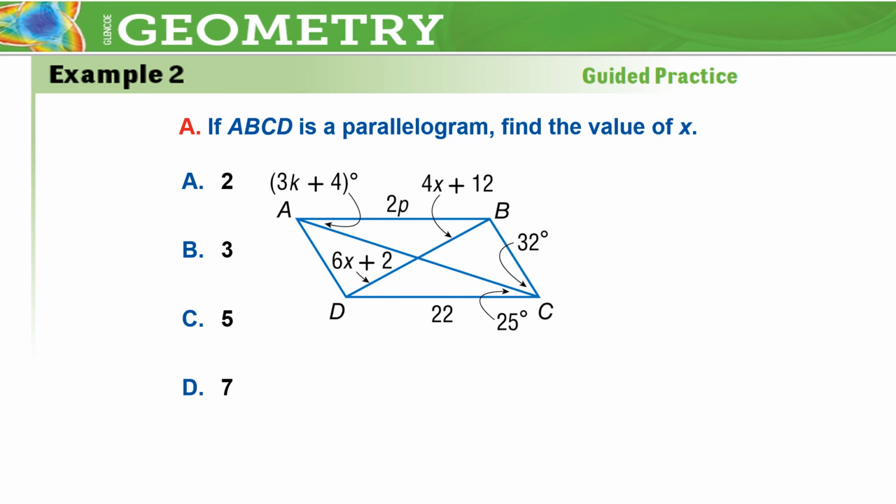Try by yourself. Here we want to find the value of x. You have ABCD is a parallelogram. X is for a diagonal. The diagonals bisect each other. You have 6x plus 2 equals 4x plus 12. Solve your equation: 4x from 6x will be 2x, 2 from 12 will be 10, then 2x equals 10, so x equals 5.